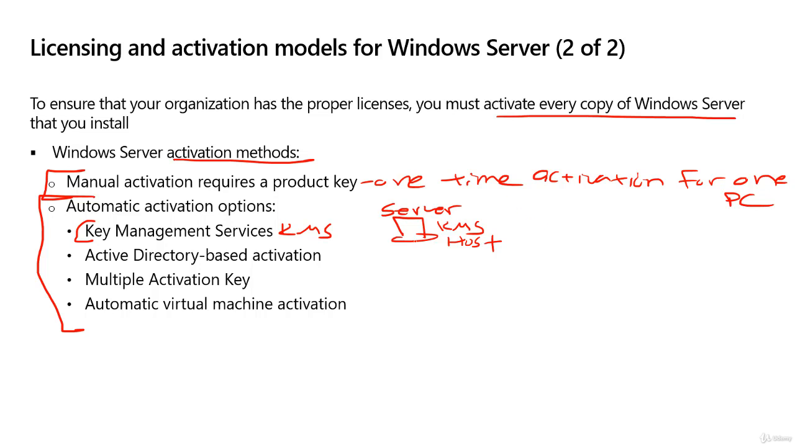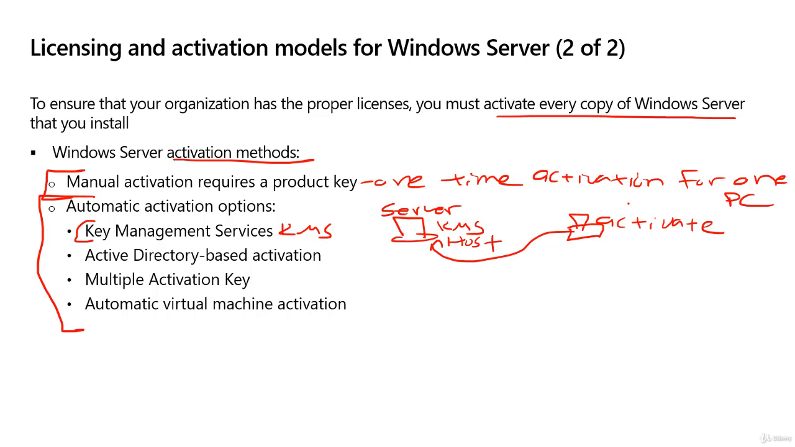What happens now, I simply activate key management services on this. Now, you can do that through the internet or you can do that over the phone. But once you have this activated, all the computers in your environment will now connect to this and they will themselves activate. So now, all the computers you deploy connect to your KMS servers on your network, that host, and they activate. They don't have to connect to Microsoft. They don't have to connect to the internet.